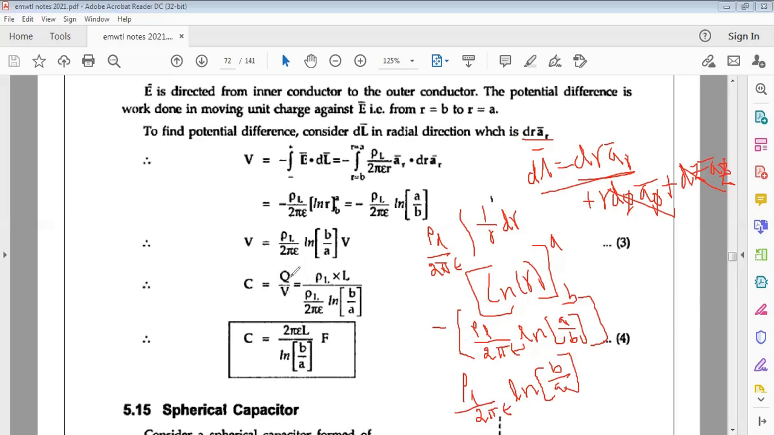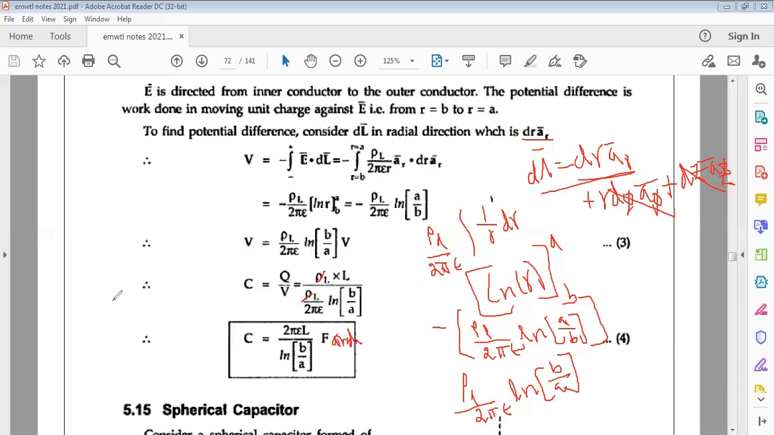Now we can find the capacitance C is equal to Q by V. And this Q, previously we wrote as rho S into A, but now it is a length. We are taking the coaxial cable, so Q is equal to rho L into L. Rho L into L, and the V we got is rho L by 2 pi epsilon ln of B by A. So rho L gets cancelled. 2 pi epsilon into L over ln of B by A. The capacitance is in farads.